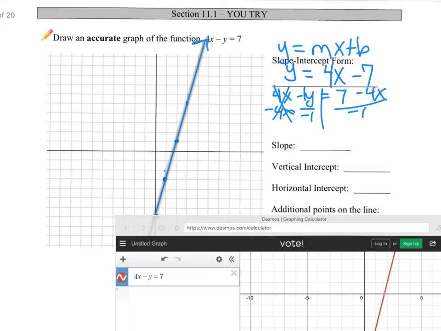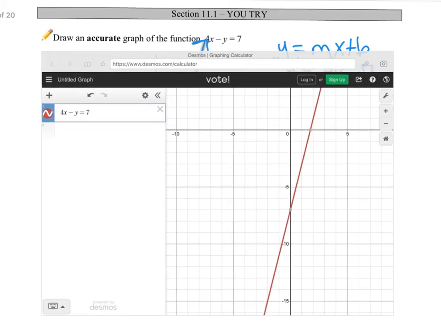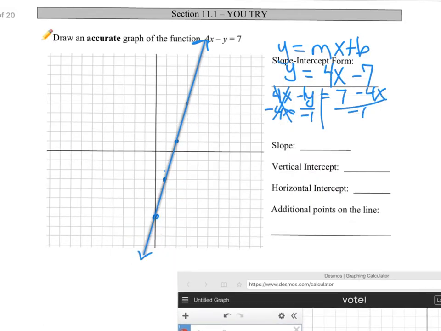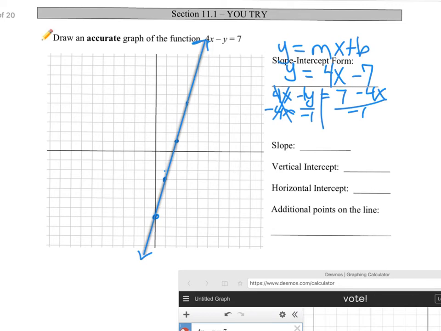Our slope, even if you did this with it and didn't rearrange it there, hopefully you could still figure out your slope by rising and running. So if you had done that and you had this point and you went 1, 2, 3, 4 over 1, 4 over 1 is a slope of 4, which is exactly what we have up here. And the y-intercept is negative 7 because that's where it crossed the y-axis. So our slope is 4. Vertical intercept is 0, negative 7.